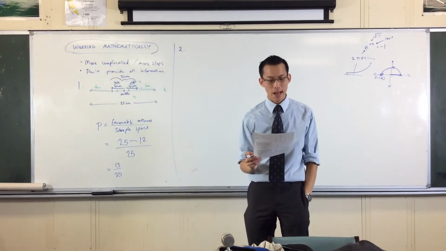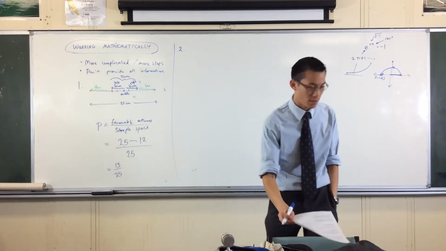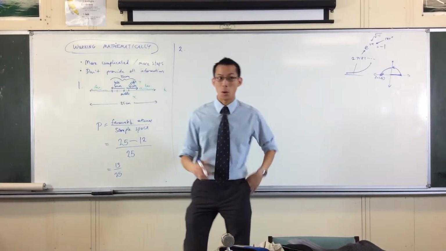P and Q are ends of the diameter of a circle. Stop. The sentence doesn't end there, but that's enough information for me to start drawing something. Okay, so I need a circle.